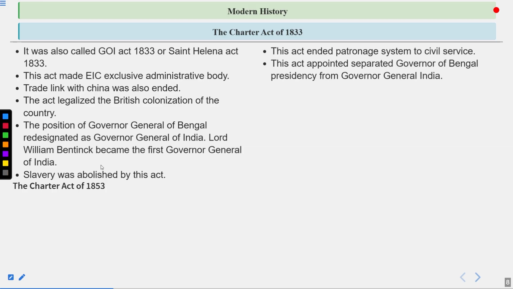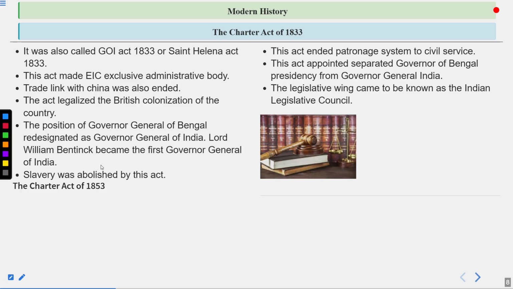This act appointed a separate Governor of the Bengal Presidency, distinct from the Governor General of India. Remember this point also, that under the 1853 Charter Act, the Governor General of India is separated from the Governor of Bengal. The legislative wing came to be known as the Indian Legislative Council.